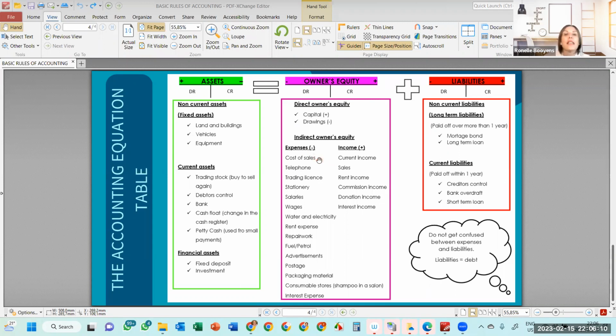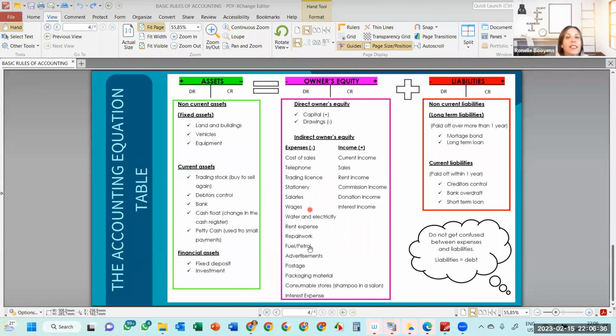This one is cost of sales. Now, cost of sales is linked to sales. The moment we sell something, there's an expense part to a sales transaction. Grade 9s, we will shortly get to that. Grade 8s, just be aware of the name. Then there's lots of others: telephone, trading license, stationery, salaries and wages, water and electricity, rent expense, repair work, fuel or petrol, advertisements, the list goes on.